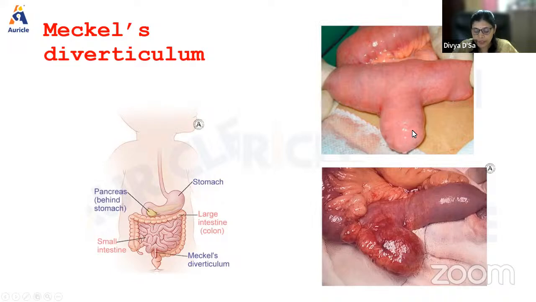Here, the complications we see are: peptic ulceration, which is very common in this Meckel's diverticulum, and sometimes it can lead to perforation. This diverticulum can also be inflamed, and the infection may spread to the peritoneal cavity. Sometimes a small loop of the small intestine will encircle, going around this Meckel's diverticulum, and it may lead to intestinal obstruction. So these are the things which happen because of the Meckel's diverticulum.